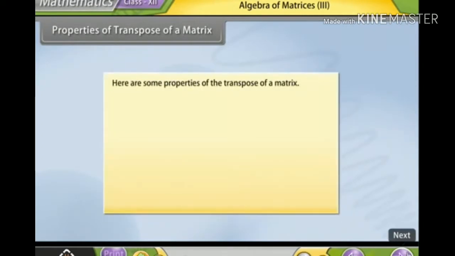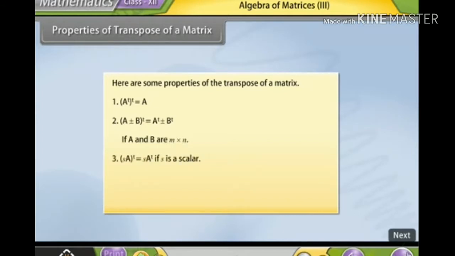Properties of the transpose of a matrix. Here are some properties of the transpose of a matrix. First, the transpose of the transpose of matrix A is equal to matrix A. Second, the transpose of A plus or minus B is equal to the transpose of A plus or minus the transpose of B, if A and B are m by n.